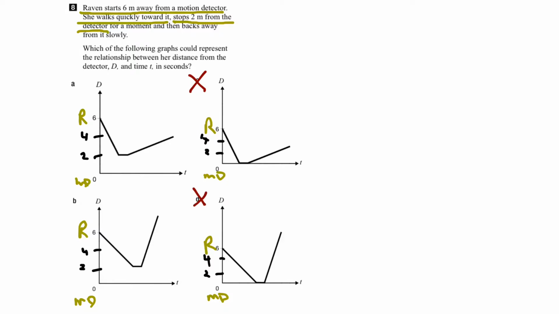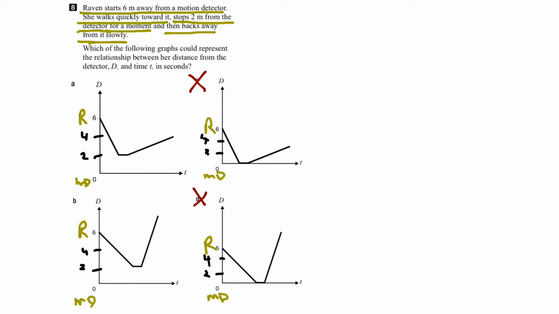Okay, so let's bring in the last pieces of information. She stops there for a moment, which we've talked about already, and then backs away from it slowly. So the word slowly here would tell us that the slope would not be steep, it would be fairly gradual. So let's look at A. Starts 6 meters away, walks quickly towards the detector, stops for a moment, in other words the distance is not going to change for a couple of seconds or so, and then she walks slowly away. So she's walking away, which means going away from the detector, and the slope is fairly gradual, so this looks like it is an accurate representation of the scenario.